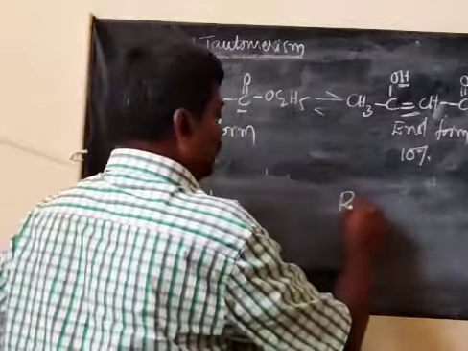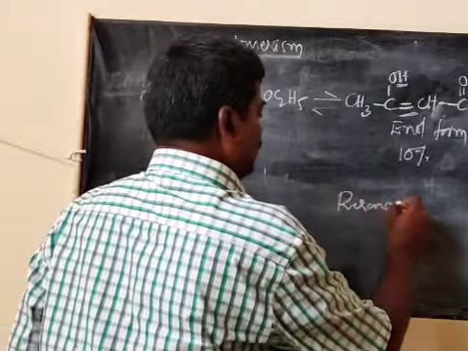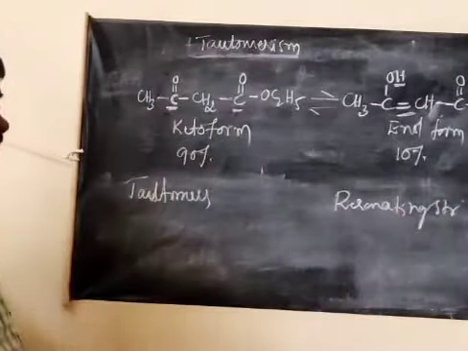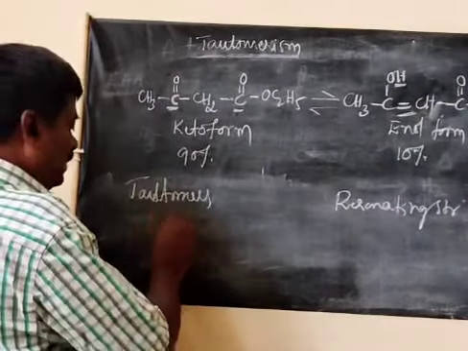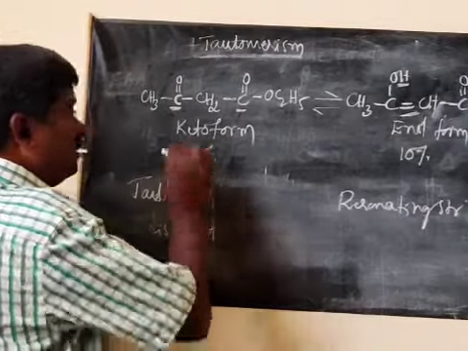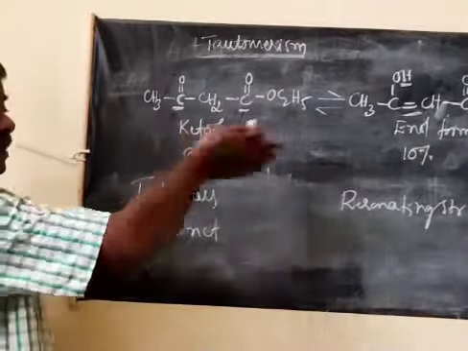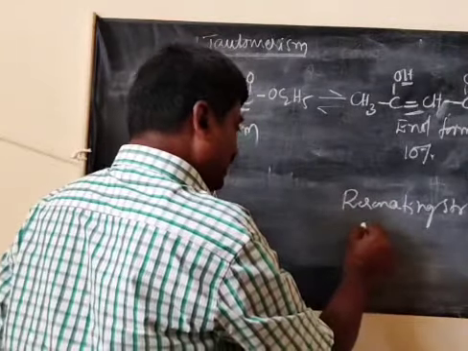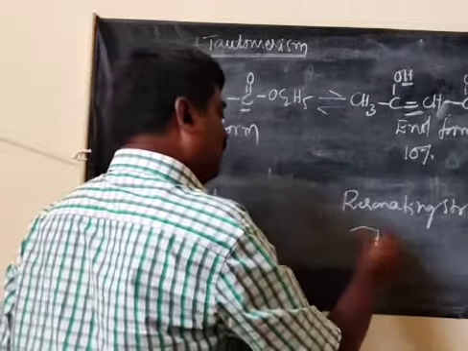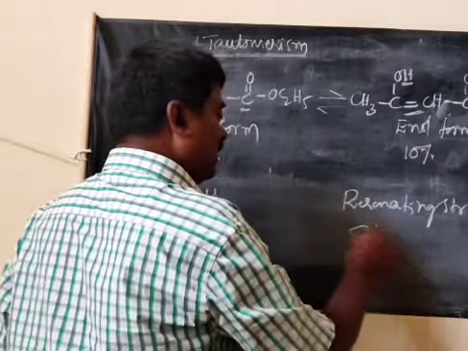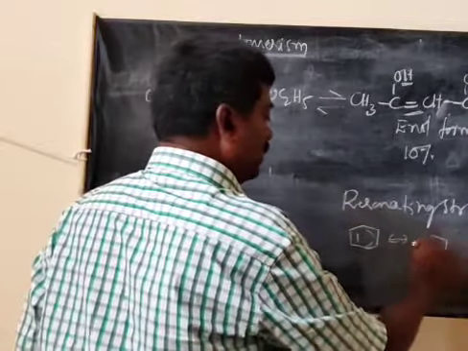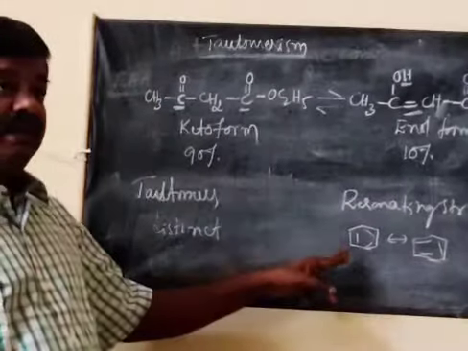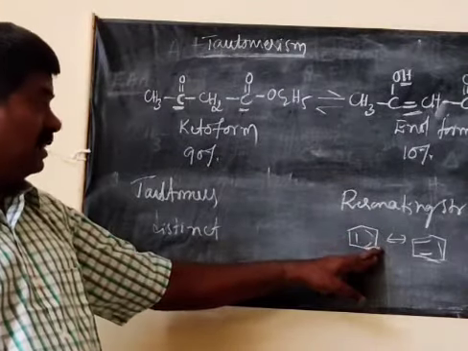Tautomers and resonating structures. Tautomers are distinct molecules. So that means these are two different molecules. In the case of resonating structures, these are not distinct molecules. They differ only in the position of the electrons. For example, in the case of a benzene molecule, these two are not distinct molecules, that means not separate molecules. These are the same molecule.